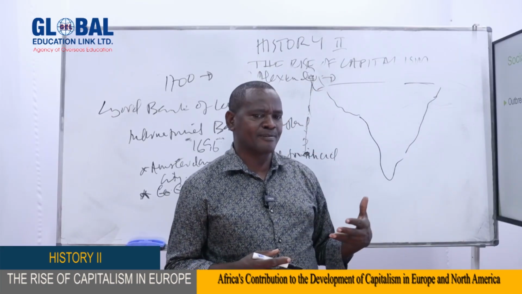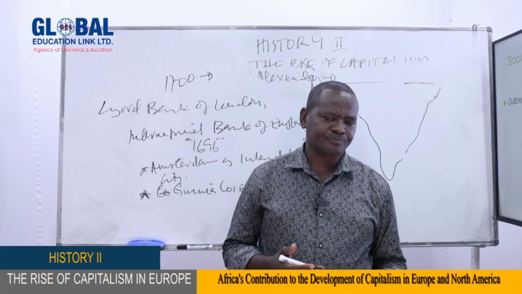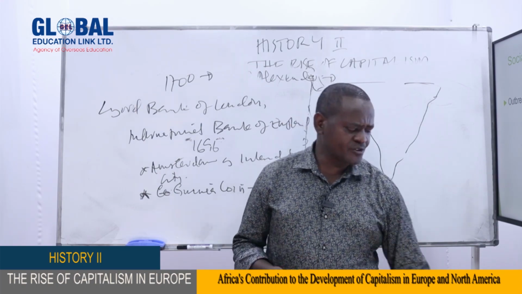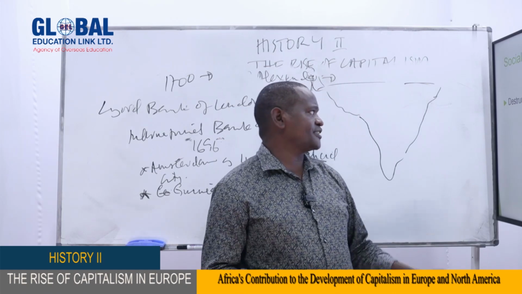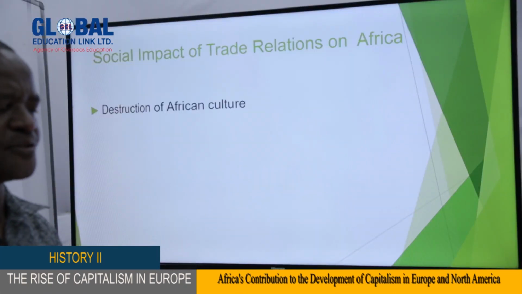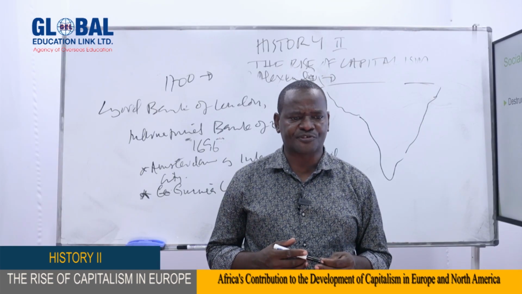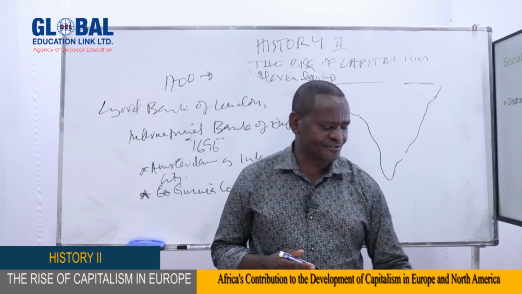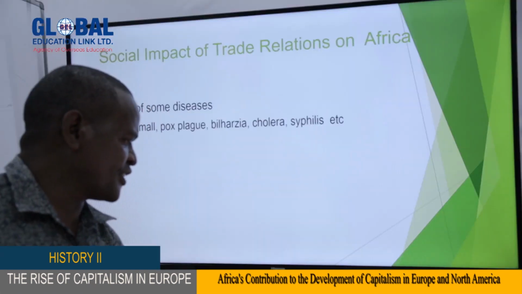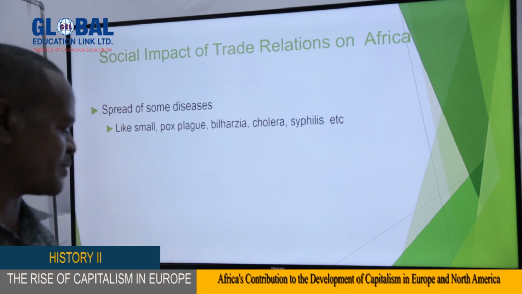The outbreak of famine: because of that situation of slave trade and slavery, many people had to remain indoors instead of producing. Also, you can speak of destruction of African culture. The total way of life of African people was destroyed because of importation of some of the European items and goods, which changed the African culture and so on. Also, we talk about the spread of some diseases like smallpox, bilharzia, cholera, syphilis. All these diseases were brought by Europeans.